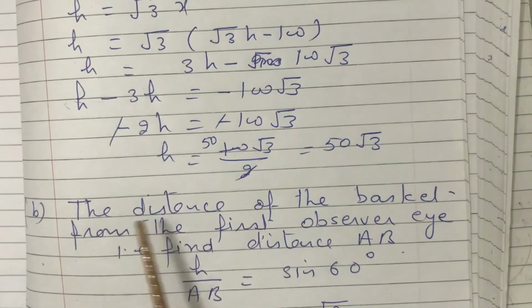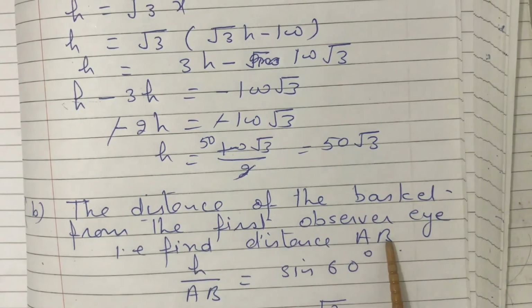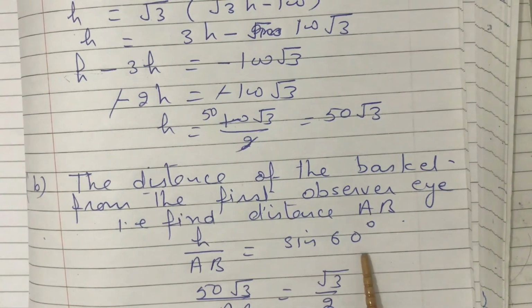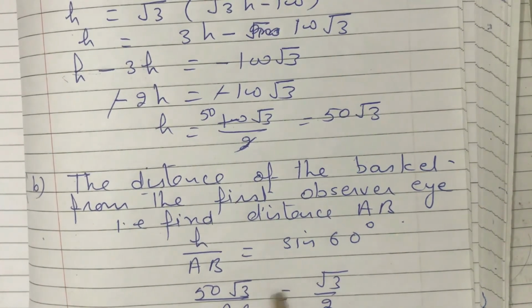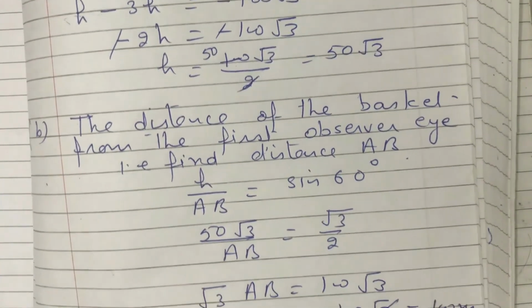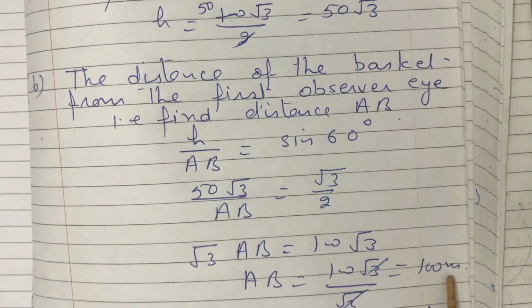Its B part is the distance of the basket from the first observer's eye. It means we have to find the distance AB. So h upon AB is equal to sin 60 degree. It means 50 root 3 upon AB is equal to root 3 by 2. It means AB is equal to 100 meter. Now this is the answer of the second question.